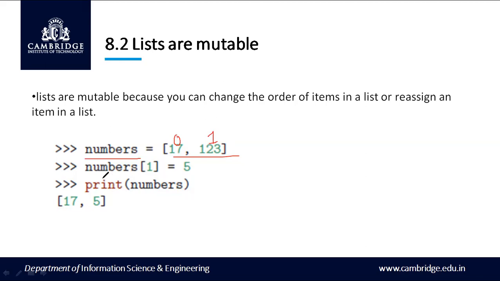Suppose we change the first item in the list, that is numbers of 1, and give it a new assignment, that is 5. The value of 5 is assigned to the item in the list. So here you can see we have changed the list by assigning a new value to the item. When we print this list, you can see the items have changed, from 17 and 123 to 17 and 5. That is how you can change the items of a list.